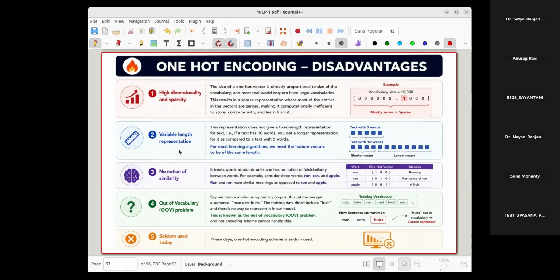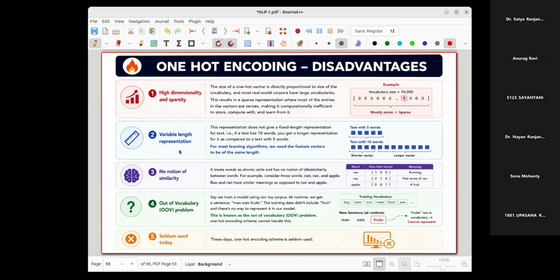Second, variable length representation. This is another very prominent problem. If your sentence contains 3 words, then using the previous example where the size is 6, there will be 3 into 6, 18 values. The dimension will be 18. But imagine you get another sentence which has 4 words, then the size will increase. So there is no uniform representation for your document.